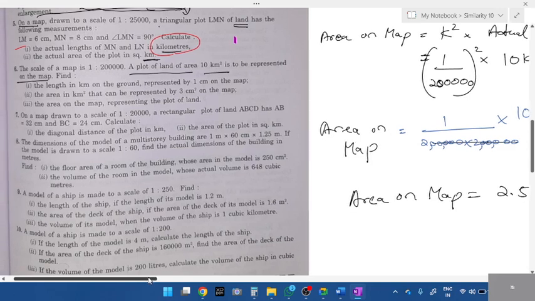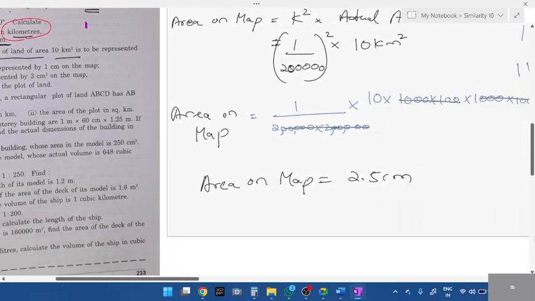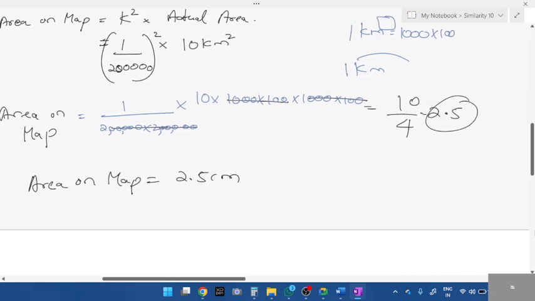Plot of land of 10. Okay, keep this pending, students. Keep the sixth one pending. It seemed to be very lengthy. I'll teach this tomorrow. We'll do the seventh one now.